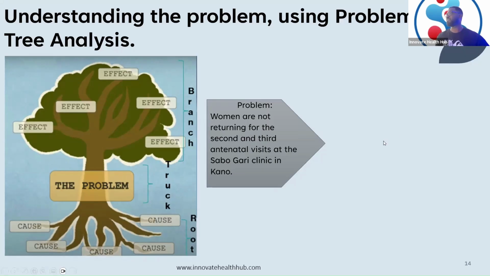And this is where I defined this problem. So let's look at it: women are not returning for the second and third antenatal visit at a Sabongeri clinic in Kano. For some of us that have been to Kano, Kano is in Nigeria. If you have this as a problem that you've seen, probably working in this health system, it may not necessarily be one clinic. You might have seen this problem across a number of clinics, right?